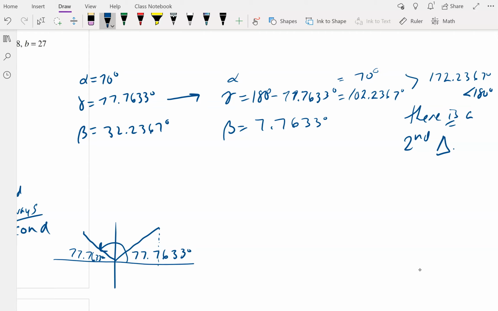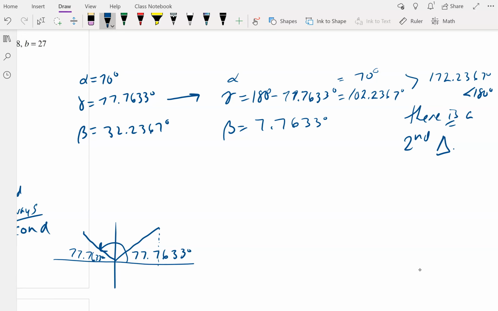So again, the way we always check is take the angle that you solved for, find its supplement, the quadrant 2 angle that has the same sine value, and check if it works. If when you add them together, you get less than 180, it works. If you add them together and get over 180, it doesn't work, and you only have one triangle.